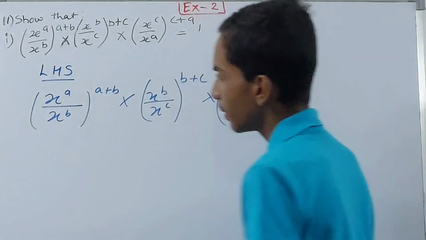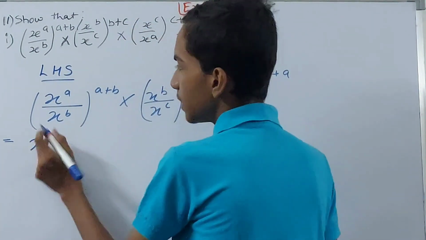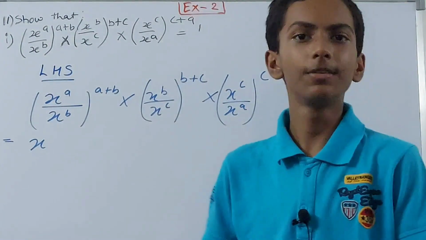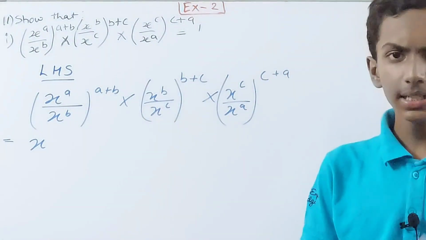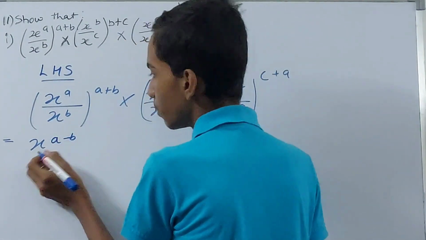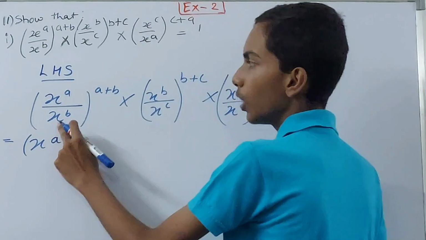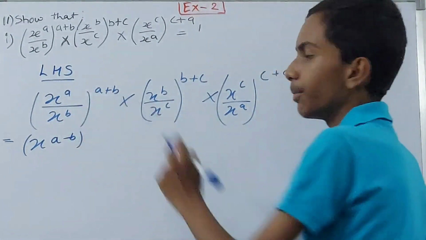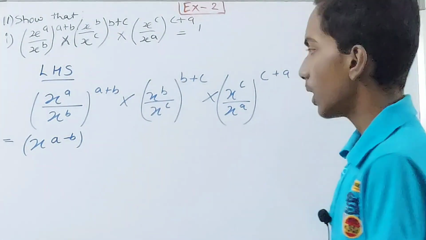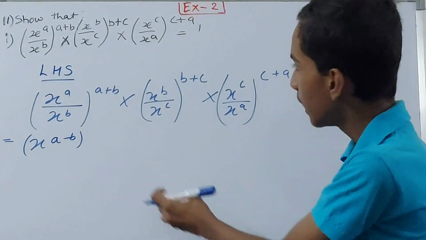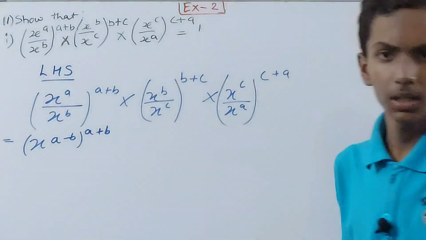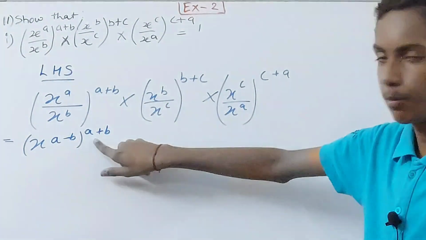Now see, this will become what? X is there in the numerator and the denominator, so I can use that rule of division, that is subtracting the exponents. So we will have x to power a minus b, right? Because a is there in numerator, so we subtract exponent of denominator from the exponent of numerator. So x to power a minus b, then a plus b is also there, so a plus b, right? This exponent was there, so we have put it down.